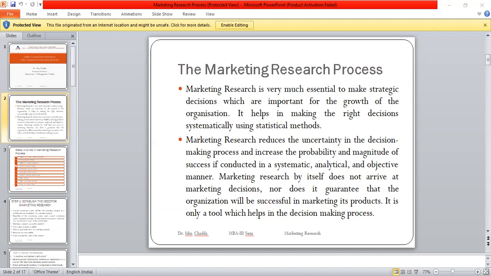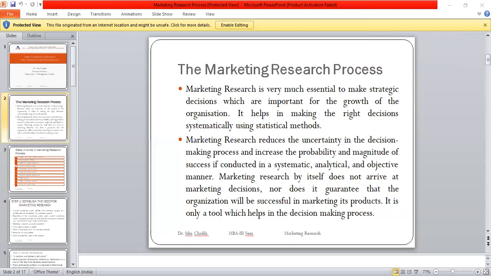Marketing research reduces the uncertainty in the decision making process and increases the profitability and magnitude of the success if conducted in a systematic, analytic, and objective manner. Marketing research by itself does not arrive at a marketing decision, nor does it guarantee that the organization will be successful with its product. It is only a tool which helps the decision making process.